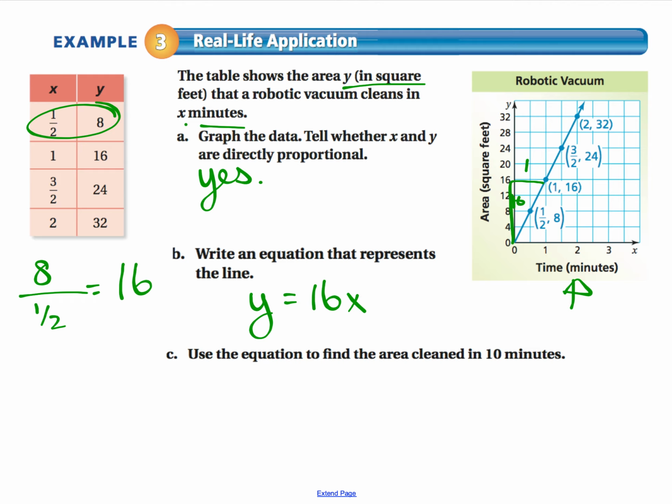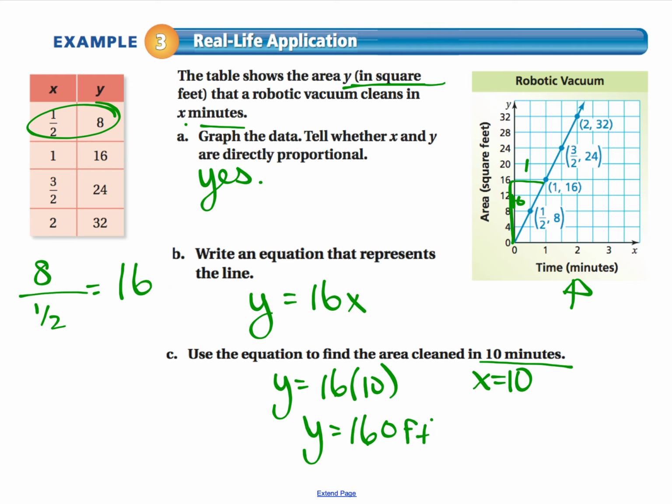Use the equation to find the area cleaned in 10 minutes. All right, because we are given the information for 10 minutes, and y represents area cleaned and x represents minutes, we're going to make x equal to 10, plug that in, and we get y equals 160. Remembering that y represents square feet, so this is 160 square feet.